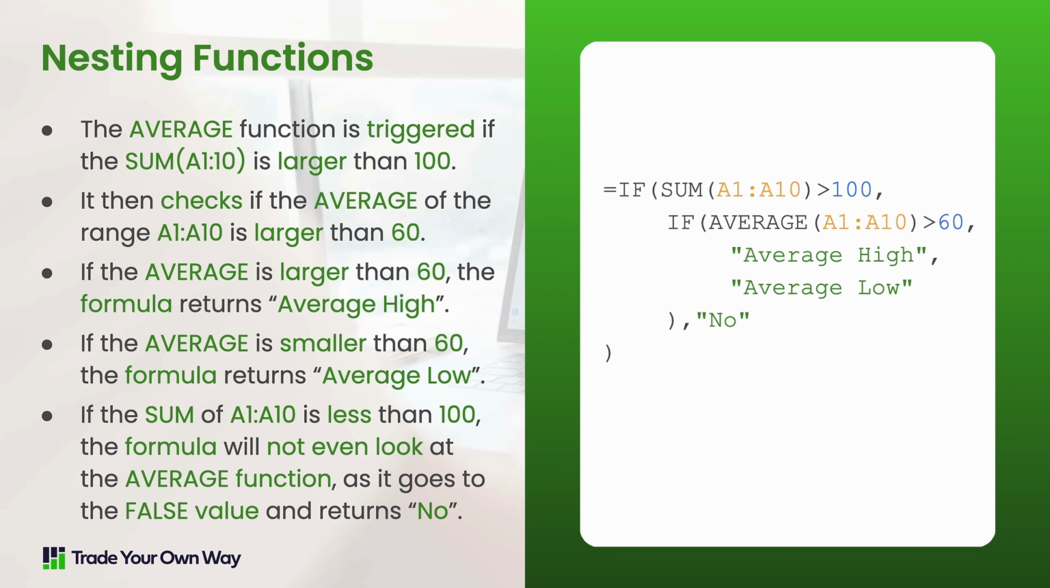If the sum of A1 to A10 is lower than 100, the formula will not even look at the average function as it goes straight to the false value and returns text stating no.